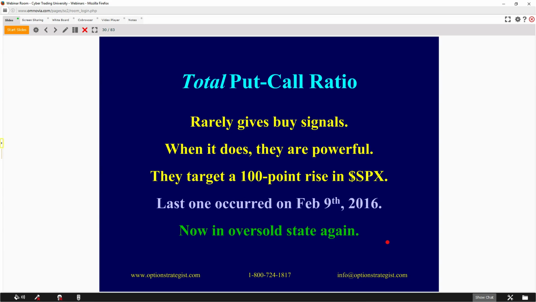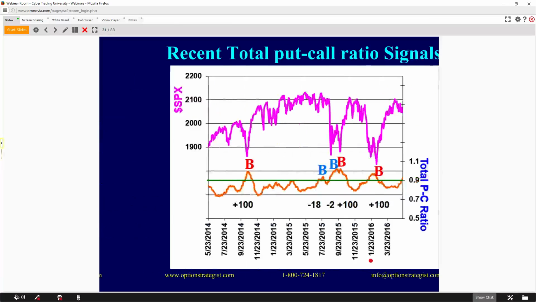Remember, I said before, oversold does not mean buy, but it means get ready to buy. So this will be setting up a buy signal in the near future. We just don't know exactly when. I'll show you the chart of it.